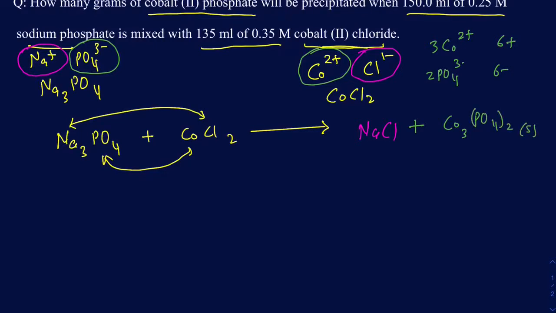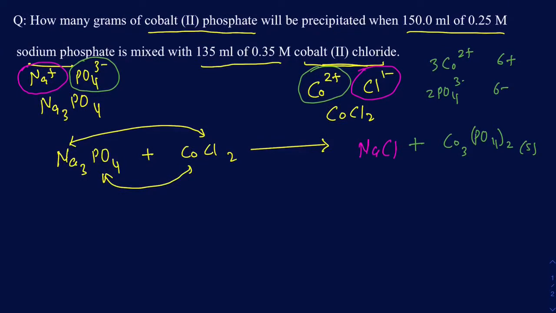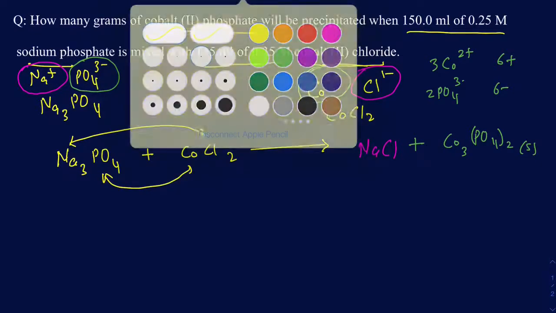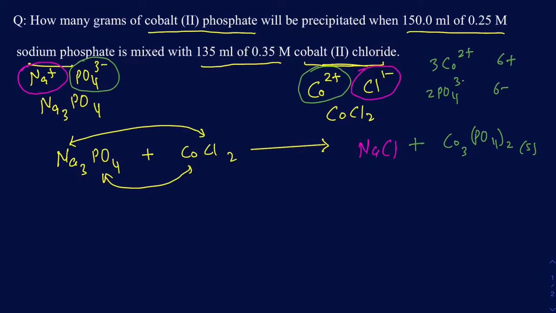The question literally tells you the cobalt(II) phosphate will precipitate, so that means that's going to be the solid, and everything else is going to be in the aqueous form here. The cobalt(II) chloride is going to be aqueous, because remember, according to solubility rules, most of the chlorides dissolve in water. According to the solubility rules, the sodium phosphate is going to be aqueous, and so is the NaCl here.